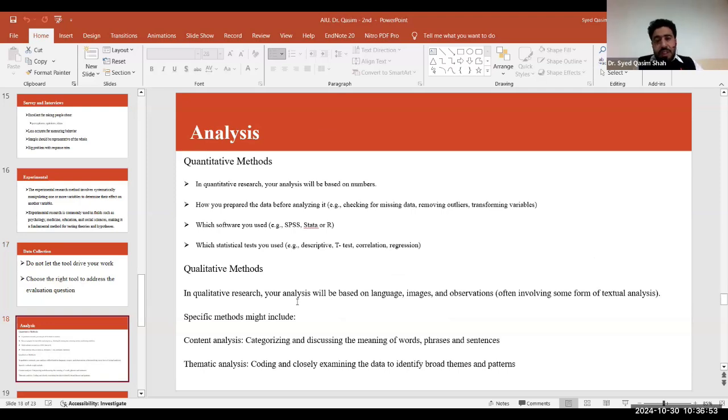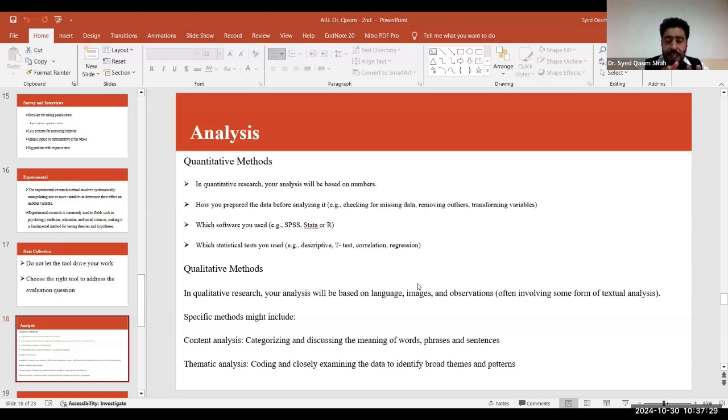Then we are moving to our next important thing, that is analysis. Since we have talked about it, it is either quantitative methods or qualitative methods. In quantitative research, our analysis will be based on numbers: secondary data, primary data, right? Let's say questionnaire data or secondary data.